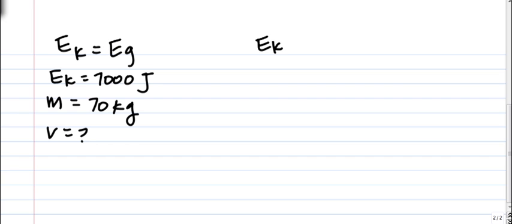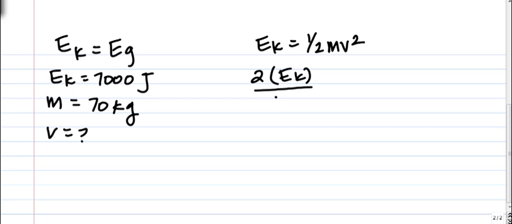So I'm going to come over here. I'm going to write out my kinetic energy equation equals 1/2 mv squared. And I'm going to go ahead and rearrange this to get velocity by itself. So I'm going to multiply both sides by 2. So I've got 2 times kinetic energy. I'm going to divide both sides by mass, and then I'm going to square root both sides. And now I've got velocity by itself. I hope that was okay to do all that algebra in one step for everybody.